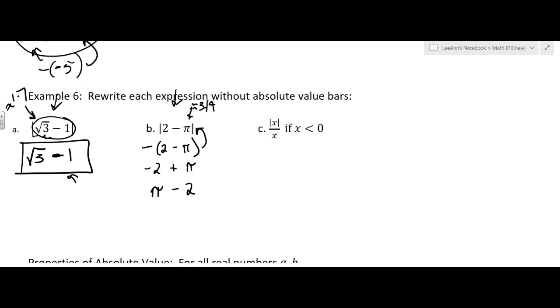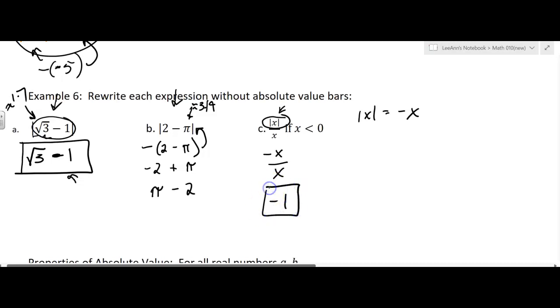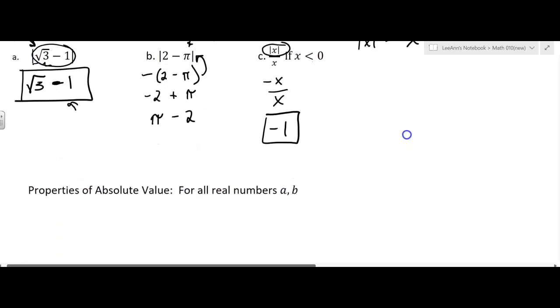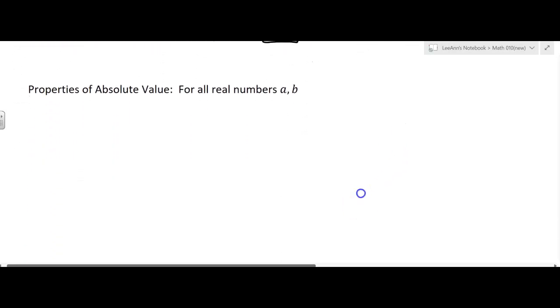Okay. Now let's look at this example at the end. We've got the absolute value of x, and it says x is less than 0. Well, if it's less than 0, that means it's negative, so we can replace this. The absolute value of x is equal to the opposite of x. Well, when I do that, then I'm going to have -x over x, and that just equals -1. Okay, so a little bit of thinking there about absolute value and what it means.